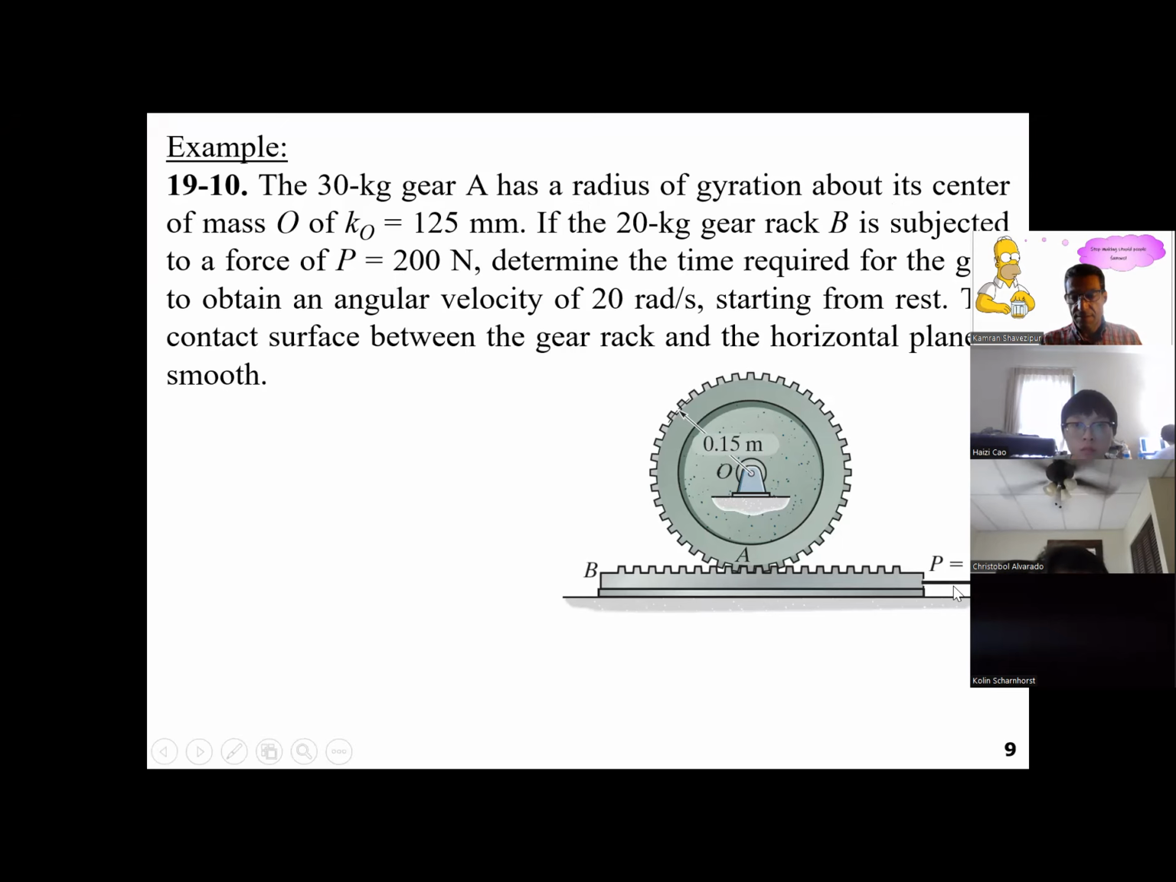You have a force, 200 Newton here, and you have a 20 kilogram gear rack, 30 kilogram gear, so the masses are given, the dimensions are given, the force is given. The problem says the time required for the gear to reach the velocity of 20 radian per second if it starts from rest. Let me draw this in the tablet.